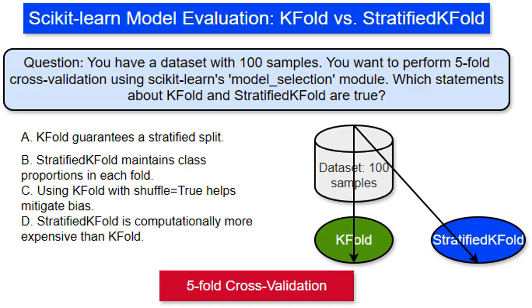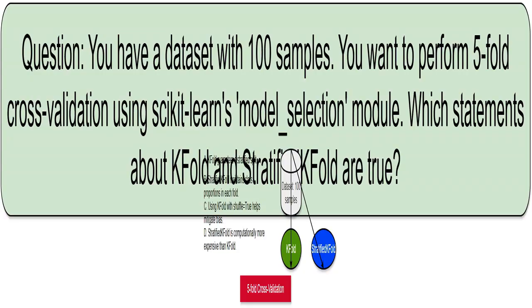I've got a dataset with 100 samples, and I want to use cross-validation to rigorously test my machine learning model. I'm aiming for 5-fold cross-validation. This involves splitting my data into 5 parts, training on 4, testing on 1, and repeating this process until every part has served as the test set. But how I split those 5 folds is critical. That's where K-fold and stratified K-fold come in.